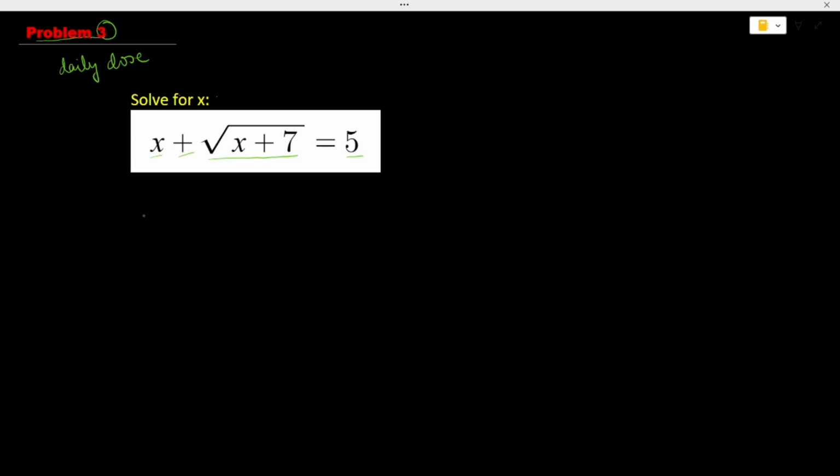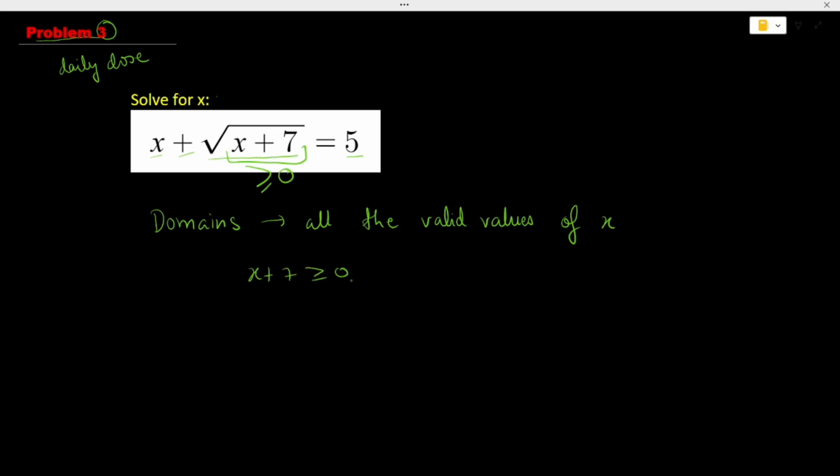So we are going to start with obviously using the concept of domains, which means find out all the valid values of x. So now we know that this thing should be greater than or equal to 0. So this means we get x plus 7 is greater than or equal to 0.